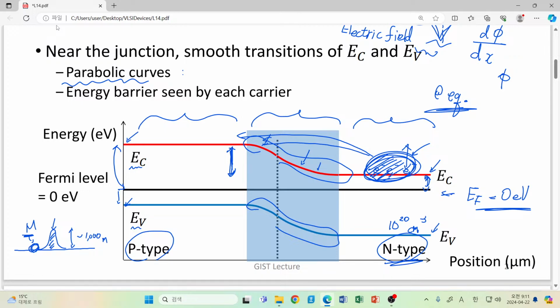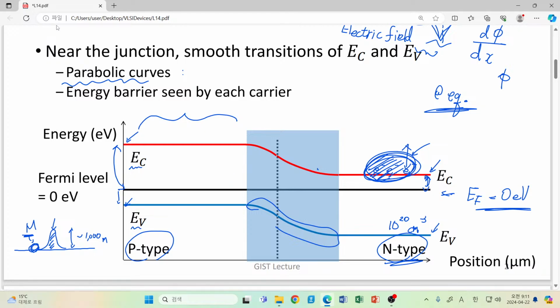So that's the reason why in general we have so severe a density difference in this part. For example, let's say if we have 10 to the 17 per cubic centimeter, then the expected density of our electrons here is just, for example, 10 to the 3 per cubic centimeter. And here we have 10 to the 20 per cubic centimeter. And the distance is just about 100 nanometer.